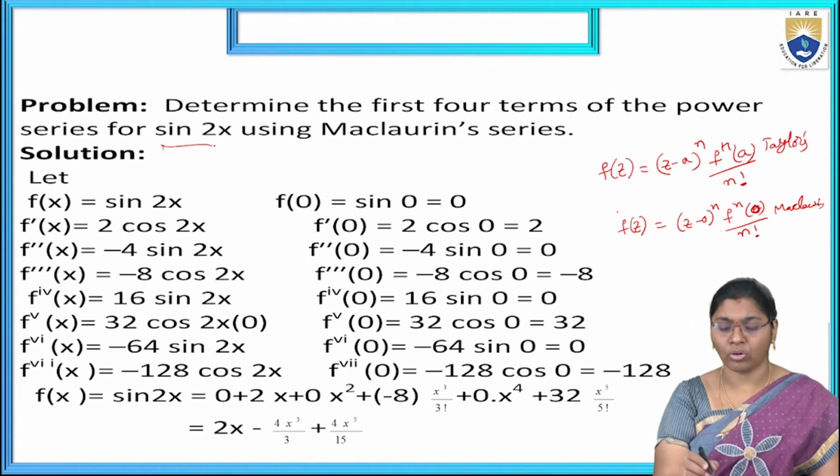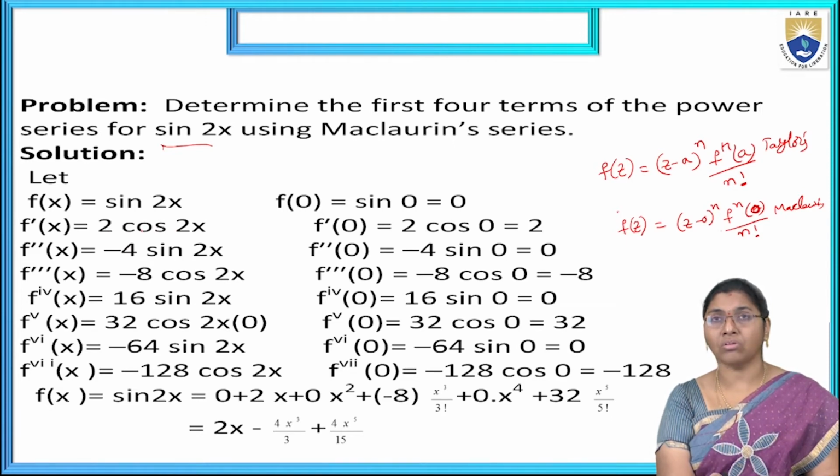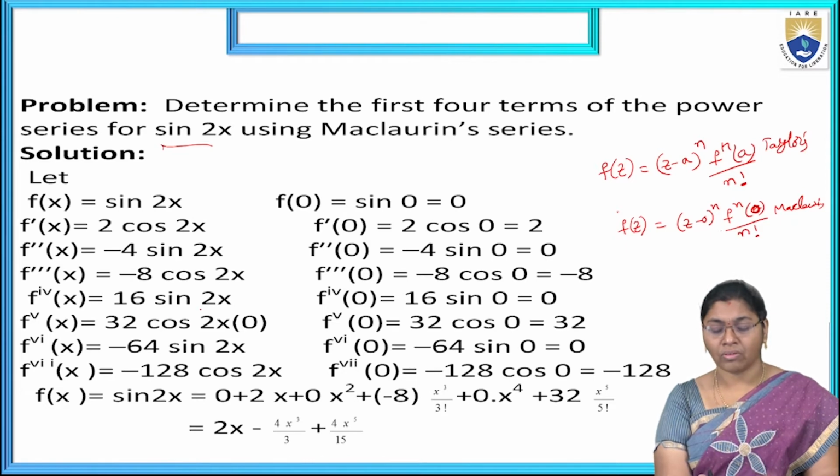Sin 2x, first 4 derivative parts. F of x is sin 2x, f dash of x equal to 2 cos 2x, f double dash of x equal to minus 4 sin 2x, since 2 into 2 is 4, and the derivative of cos is minus sin. Again derivative: minus 8 cos 2x, again derivative: minus 16 sin 2x. Up to here we can finish.